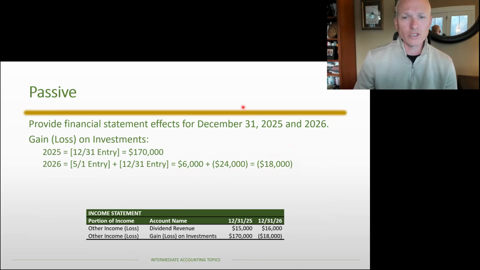So again, we'll stop there. That covers passive investments, and then in the next lecture we'll look at the equity method for equity investments.